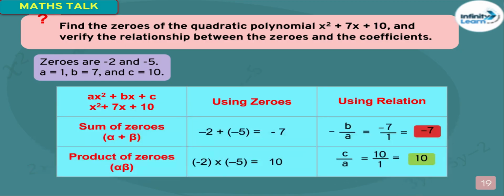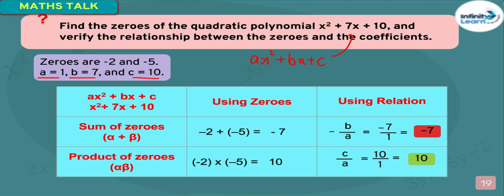Now find the zeros. This question is very interesting and very important. First of all, find the zeros of the quadratic polynomial and establish a relation. For example, compare the polynomial. What is the general equation? ax square plus bx plus c. On comparing, the value of a is 1, the value of b is 7 and the value of c is 10.